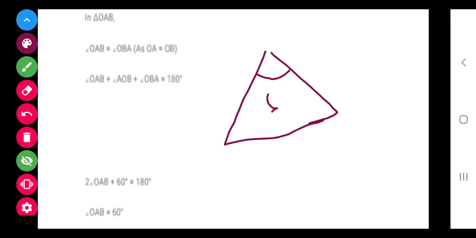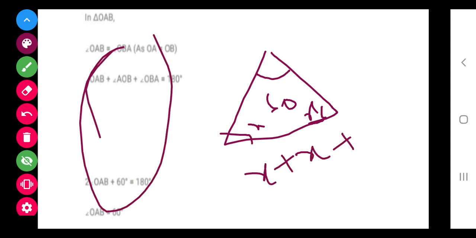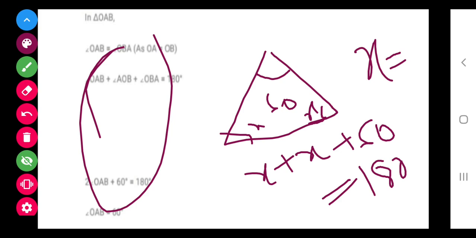This I have told you in shortcut many times. This is 60, this is x, this is x. So x plus x plus 60, no need to do all this concept, you can do it on your own also, is equal to 180. So finally on solving, x is equal to, 60 will go to that side, 120 divided by 2, that is 60. So this is also 60 and this is also 60, so it is the equilateral triangle.